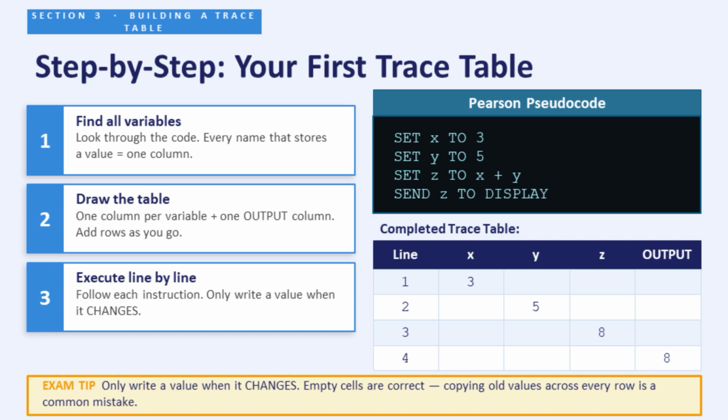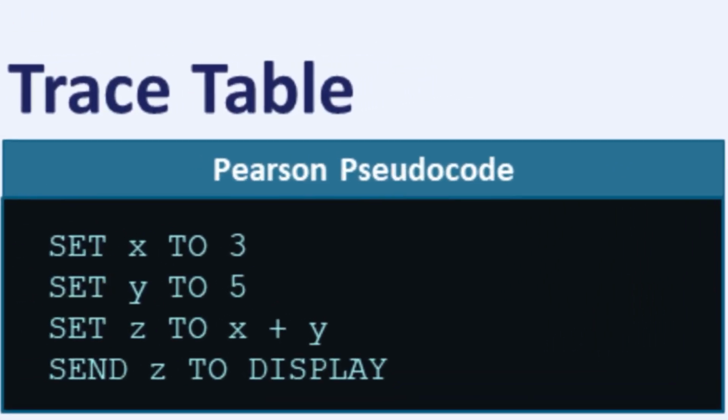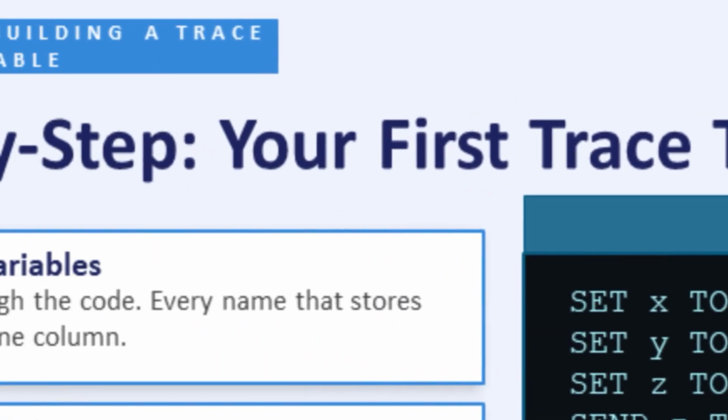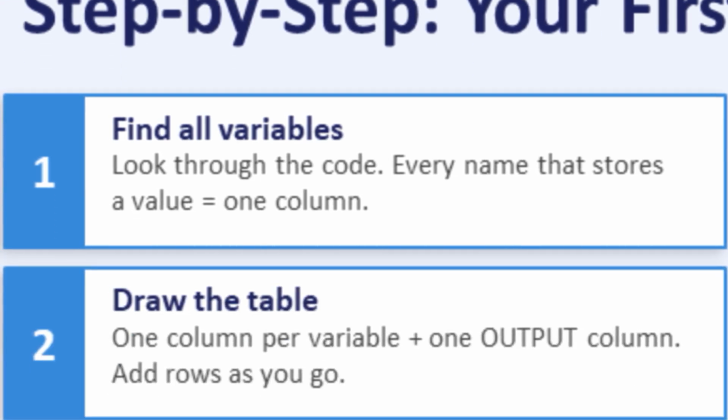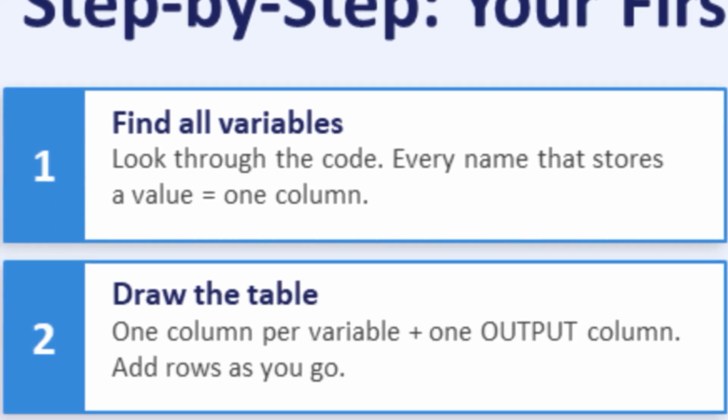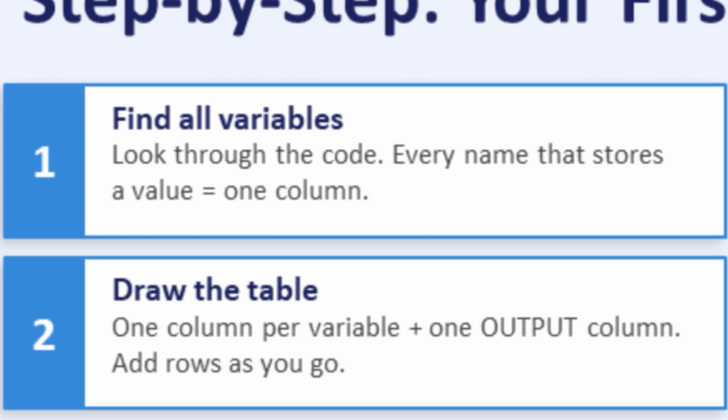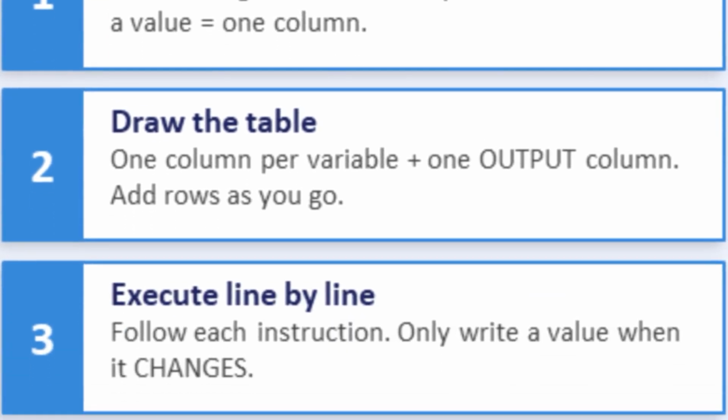We're going to use a simple example first, and then we'll go harder. Here is our first piece of Pearson pseudocode. Set x to 3, set y to 5. Set z to x plus y, send z to display. Step 1, identify every variable. Look through the code and find every name that stores a value. In this example, we have x, y, and z. Step 2, create your trace table. 1 column per variable plus an extra column for any output. Step 3, execute each line one at a time.